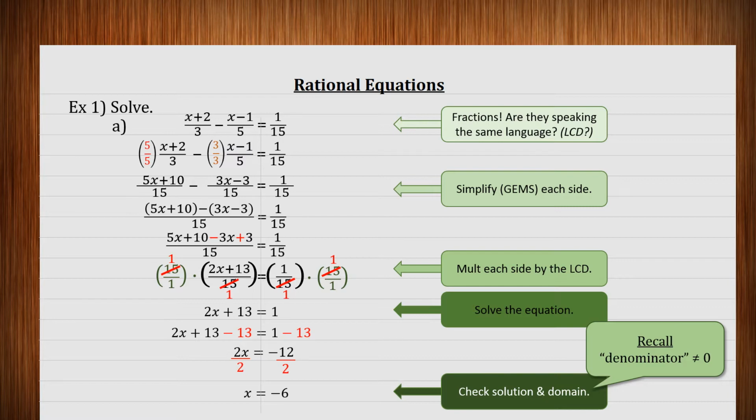So go back to the very beginning, to the top. If you were to plug in the value of negative 6 into the original problem, would any of your denominators equal 0? And it turns out it would not affect your denominator, so you can keep the value of x equals negative 6.